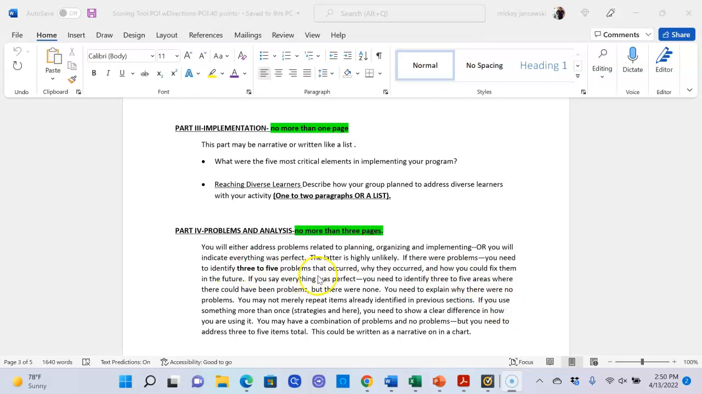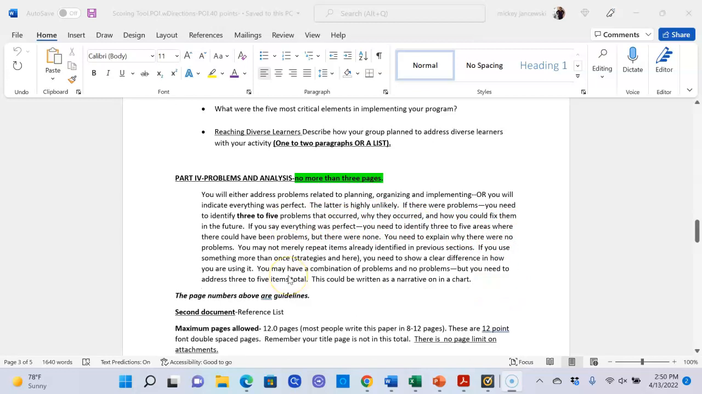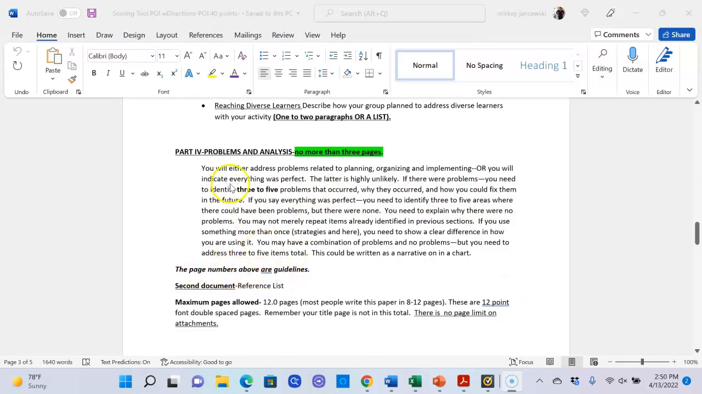You need 3 to 5 problems that happened. You need to explain why they occurred, how you could fix them in the future. So if there was a problem, you need to identify 3 to 5, why they occurred, how you could fix them. If you say something was perfect, you need to identify what was perfect and why it was perfect, and explain how you would replicate it.